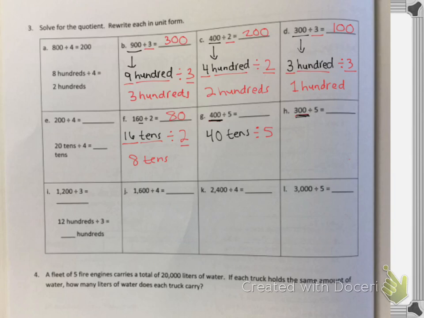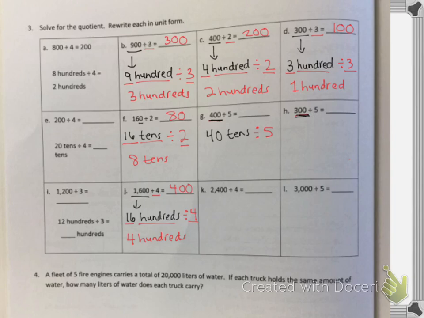And then J, I am going to show you very briefly how J can work. So we have 1,600 divided by 4. And I'm going to change this 1,600. I'm going to make it 16 hundreds. And now I'm able to divide. Okay? 16 divided by 4 is 4. And we have hundreds, and in standard form it is 400.